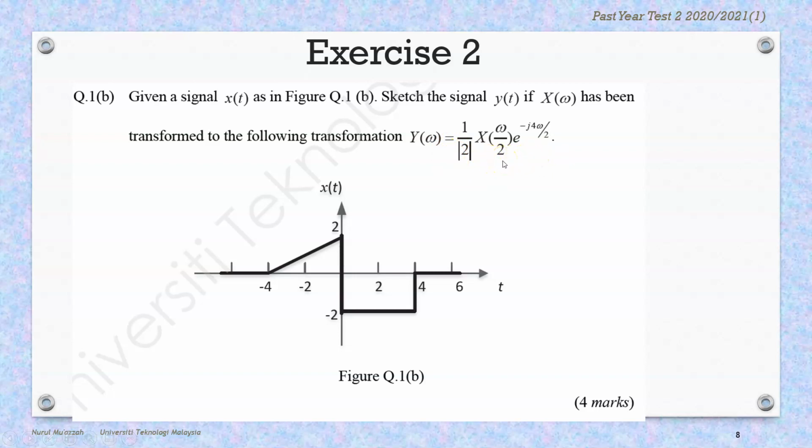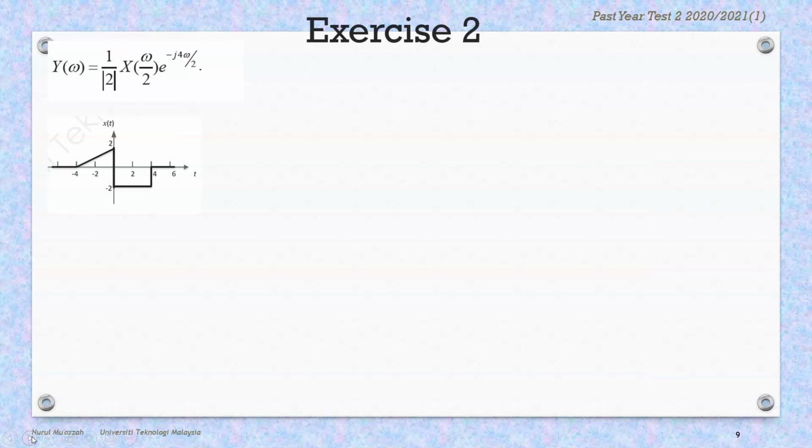So again here we are given xt. We don't have x omega, but what we have here is x omega which has been transformed, and it is given by y omega. So if we look here, we know that this is actually x omega which has been transformed using the Fourier transform properties backward.